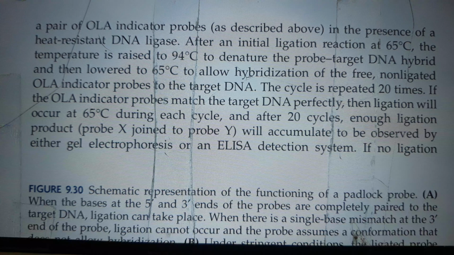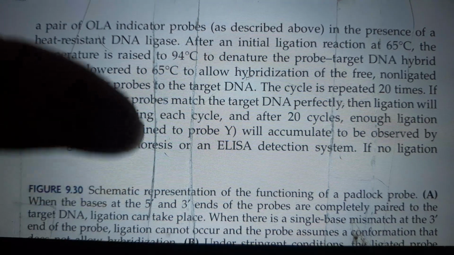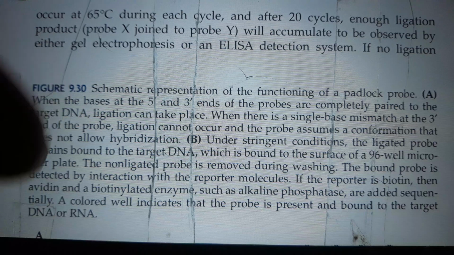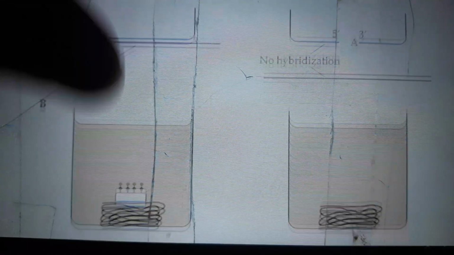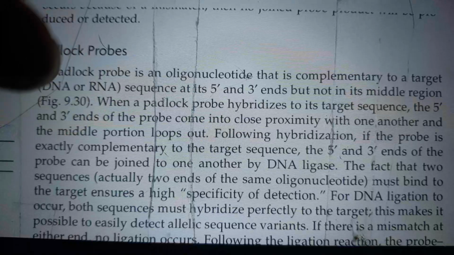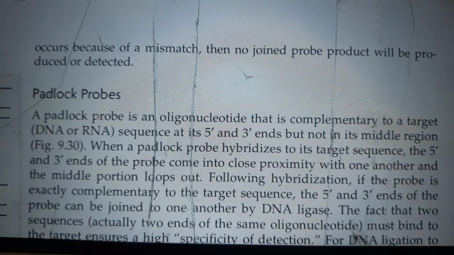If the OLA indicator probes match the target DNA perfectly, then ligation will occur at 65 degrees centigrade during each cycle, and after 20 cycles, enough ligation product, probe X joined to probe Y, will accumulate to be observed by either gel electrophoresis or an ELISA detection system. If no ligation occurs because of a mismatch, then no joint probe product will be produced or detected.